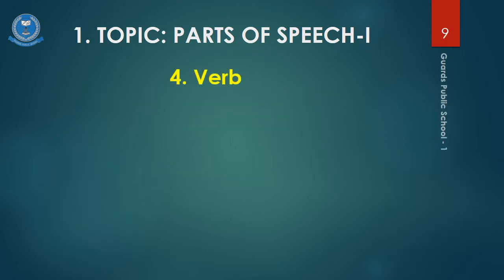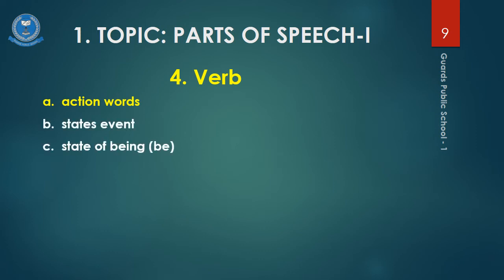Verb, here, the fourth one. Action word, state, event, state of being: be, is, am, are in the present, was in the past. The verb is a word or a group of words that shows what someone or something does, or what state someone or something is in. In short, a verb indicates an action, an event, or a state.